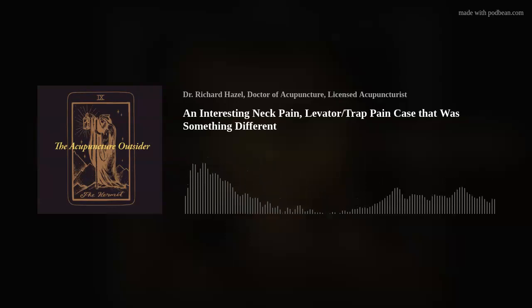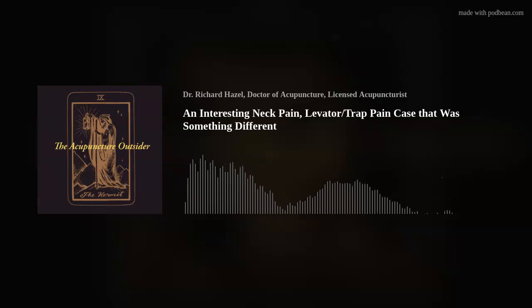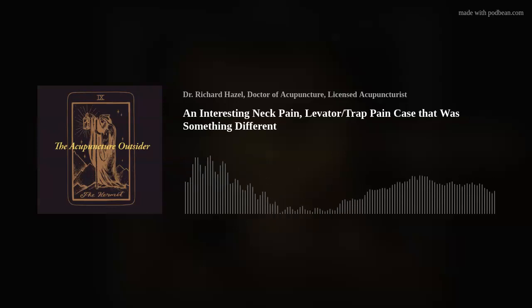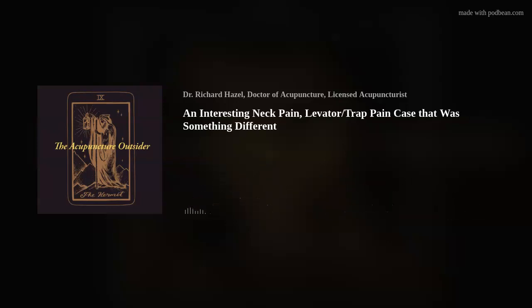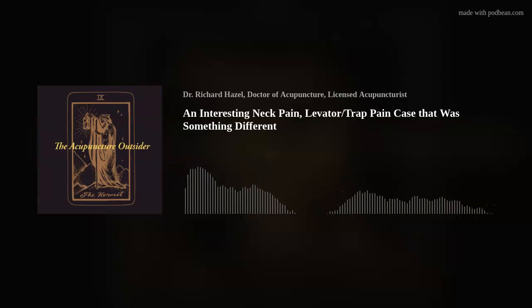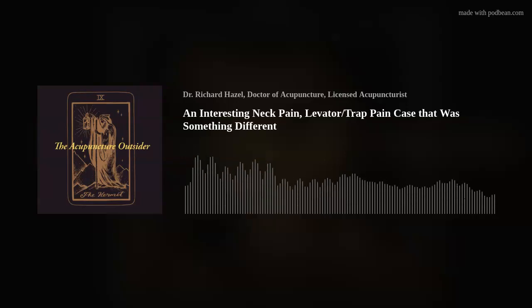So how about we do the same thing and then we treat pec minor. We make sure we get serratus firing better. See how that goes. She felt better at the end of the treatment, and then it all came back. I'm like, oh my God, how is this happening?